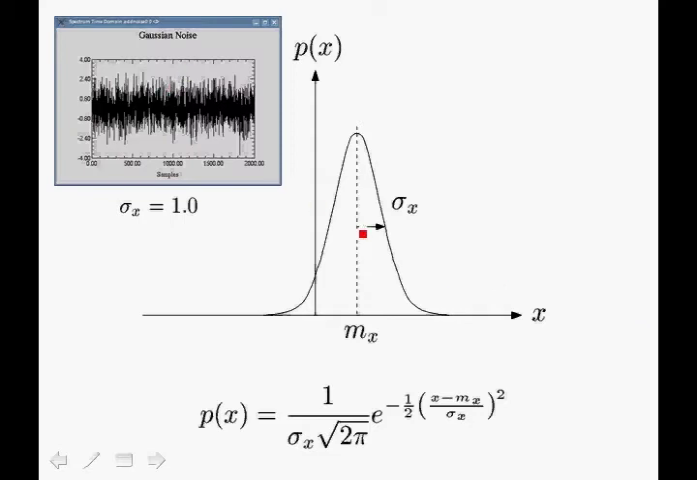A Gaussian random variable can have a mean value m of x. In our case, it's equal to 0. And it has a standard deviation, sigma of x, shown here. The normal distribution is shown by this expression over here. So we have p sub x is equal to the following expression. Notice that we have included the mean value, and sigma x squared is the variance. This is the famous equation for a normal distribution.